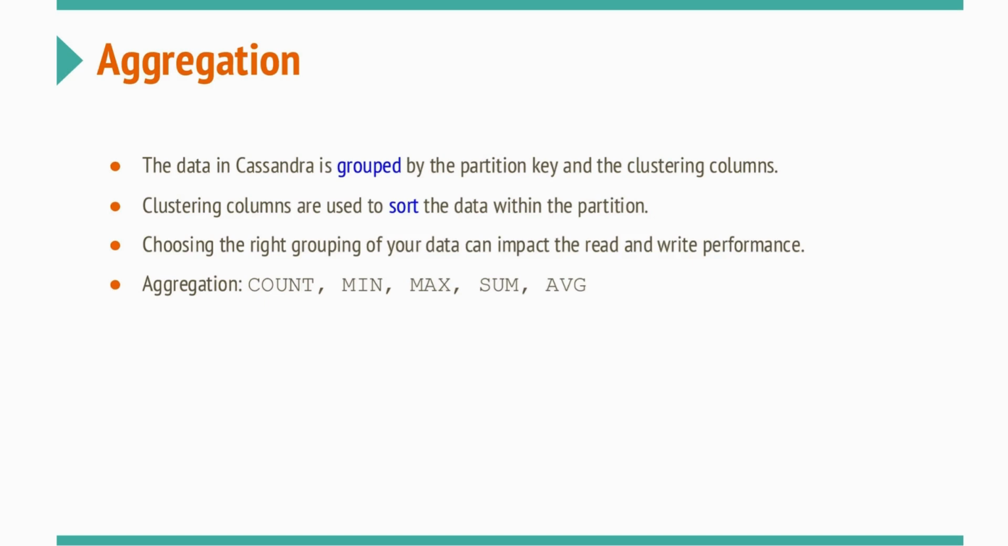Aggregation is a key use case for Cassandra. The data is naturally grouped by the partition key, and then sorted by the clustering columns. Designing your primary key correctly is critical for getting good performance on both reads and writes. Cassandra has built-in aggregate functions that you're already familiar with: count, min, max, sum, and average.